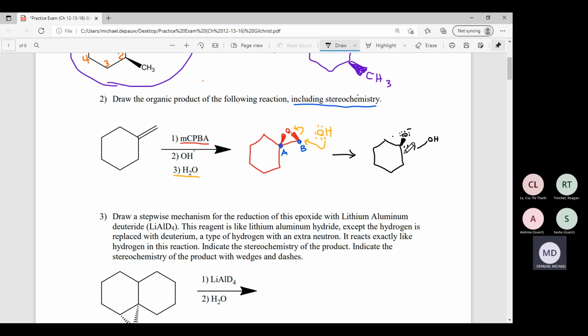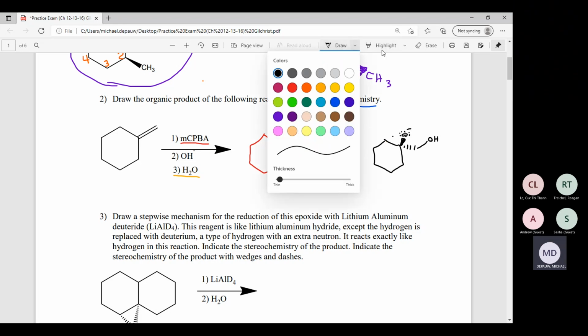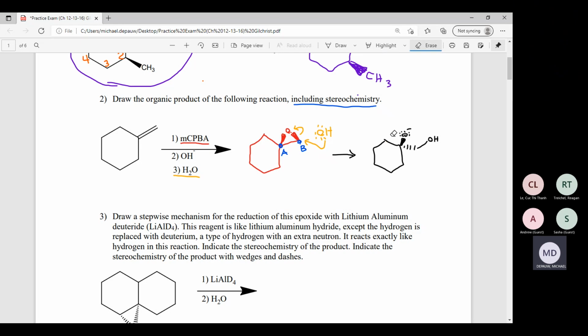Now, here's the thing. Do I really need these two? Or let me ask you, do I need those wedges, that wedge and dash? Is there any chirality here? What do you think? No. You have two carbons connected to other carbons. Yeah, exactly. You actually have a plane of symmetry here.